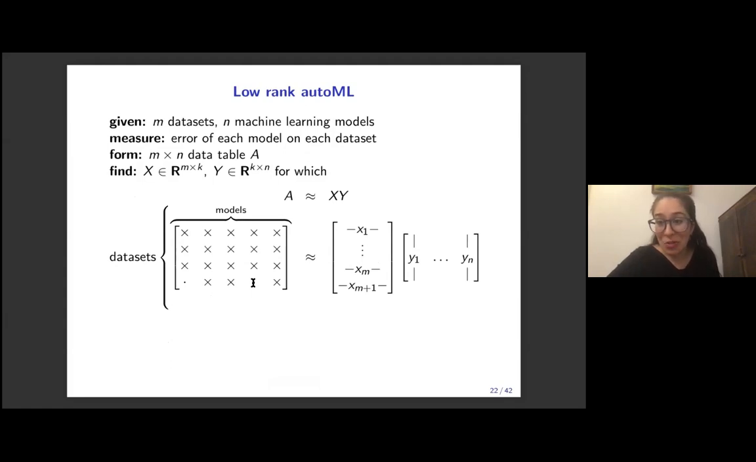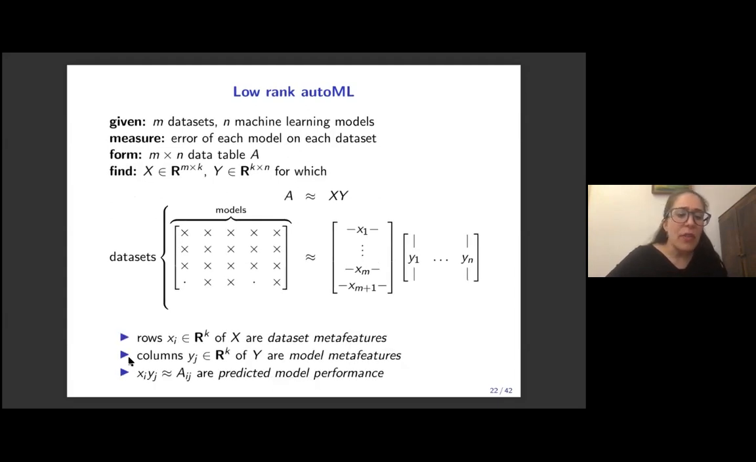That's cool because suddenly I can say that the best model on this data set is going to be the model that has the lowest imputed value over here. I don't have to run every model on the data set. So that's the idea of low rank automated machine learning.